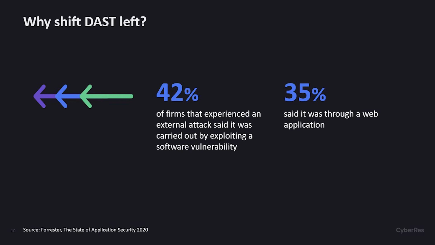You can see that 42% of firms that experienced attacks are still being exploited through software vulnerabilities. This is according to a Forrester State of Application Security Report 2020. A large amount of data breaches are still occurring in applications, so the continued need for application security is as relevant as it's ever been. There are still issues with applications that we need to solve as early as possible.